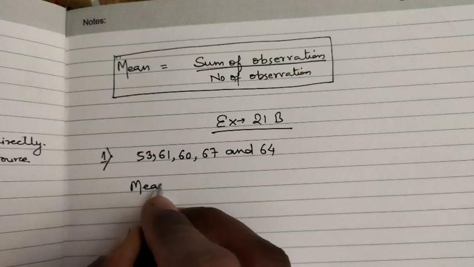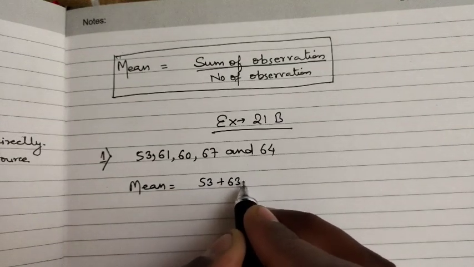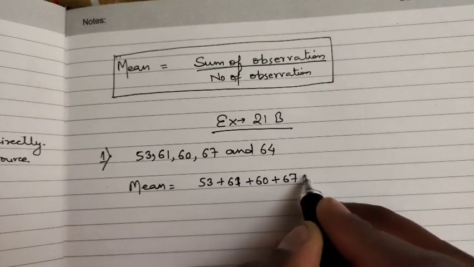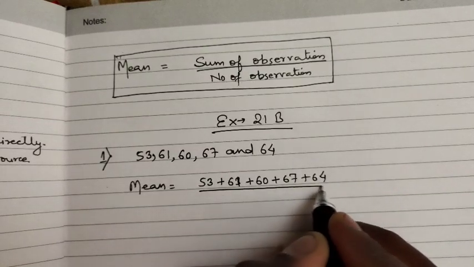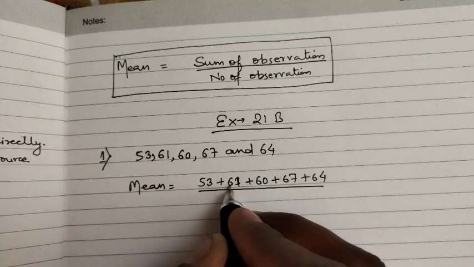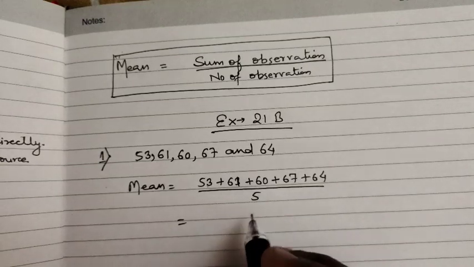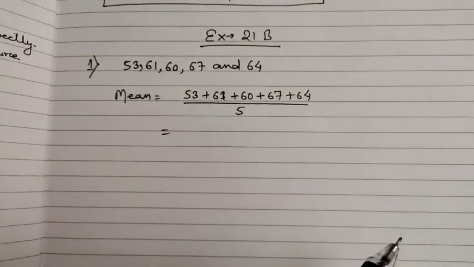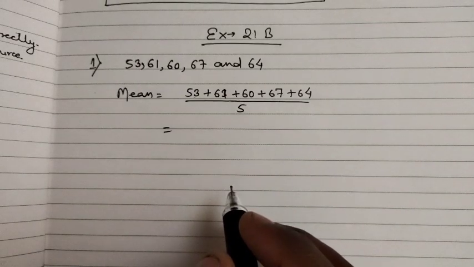For calculating mean, sum of observations means we will add all the values: 53 plus 61 plus 60 plus 67 plus 64. All the observations have been added, divided by the number of observations. How many are there? 1, 2, 3, 4, 5. Simply we have to add all these and divide by 5. I hope you can do it easily. What I am doing for you is simply making you understand the question. The calculation part, you have to do on your own.